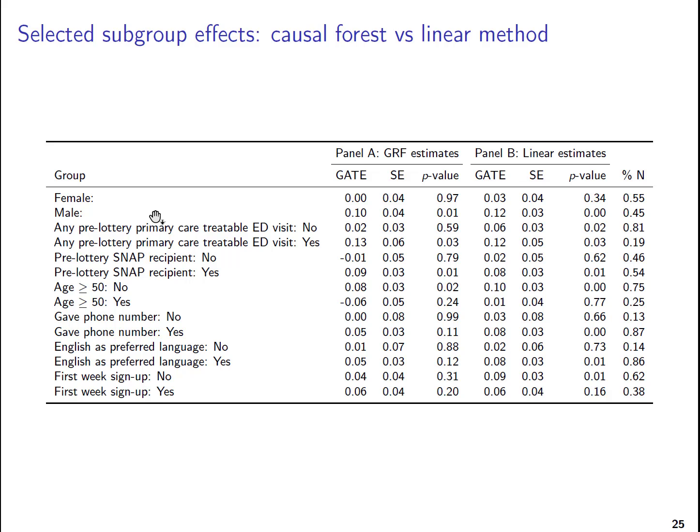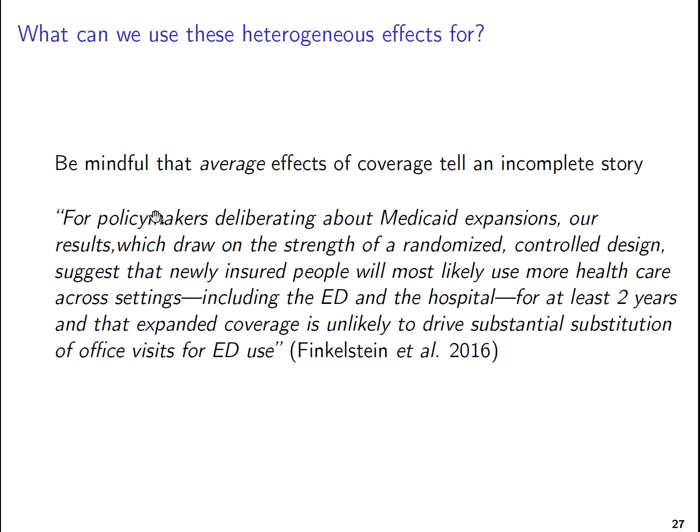So anyway, I'll skip this because that's comparing again the forest with linear estimates for different subgroups. Some of those are very similar. I can say a little bit more about this, but I'd rather talk about what we should do with these effects to sort of end.